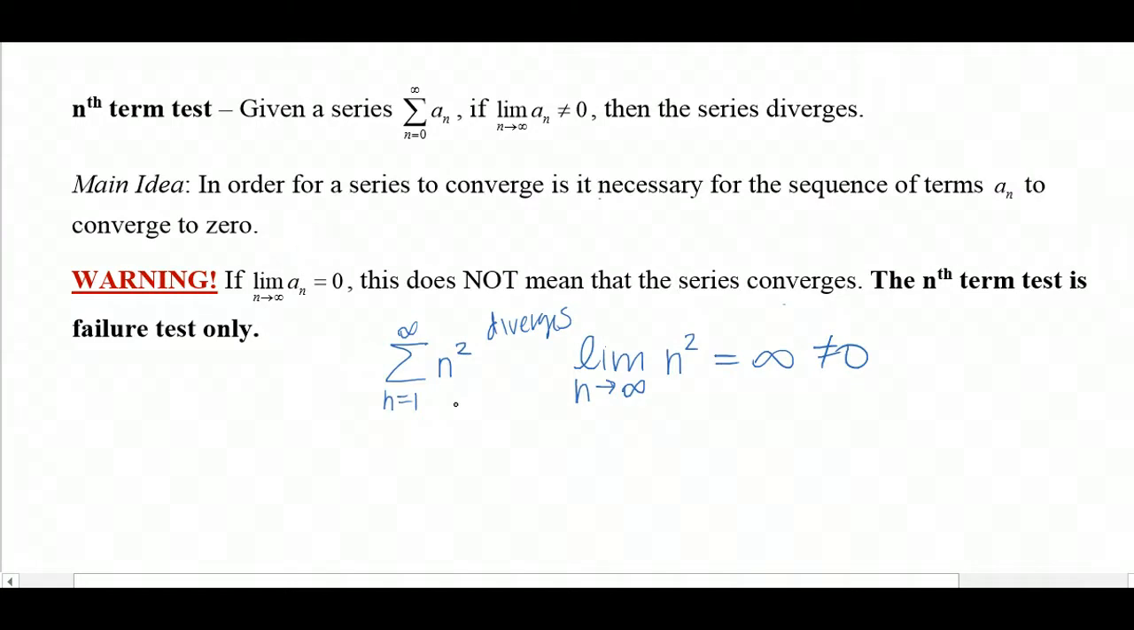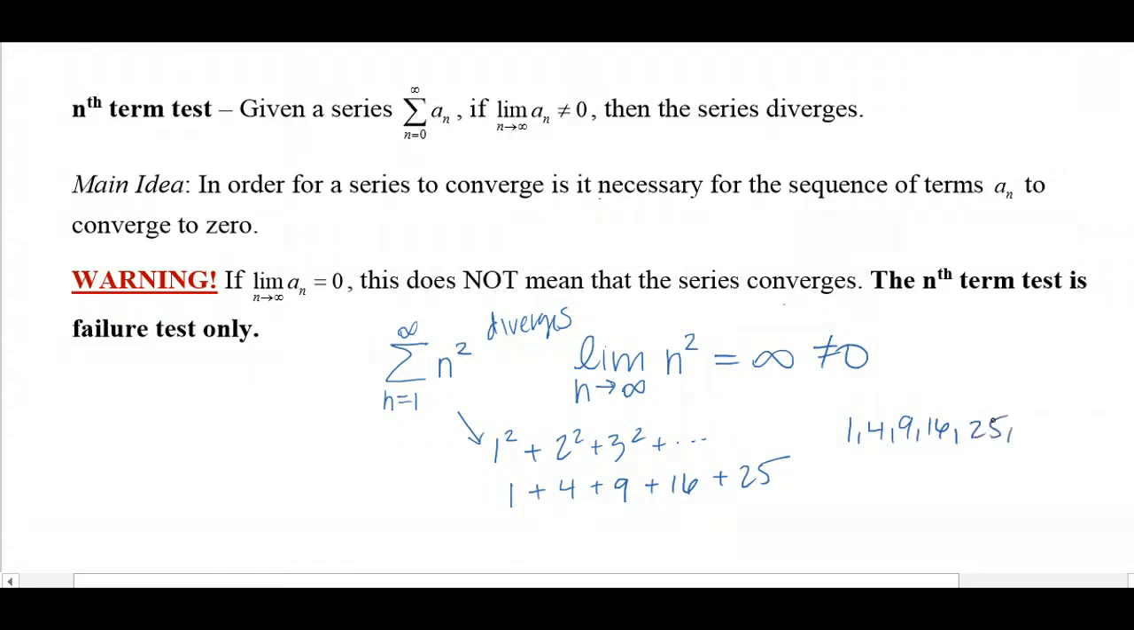And what's happening to these terms? Let's actually expand this series out. So let's look at it down here. We plug in 1, we get 1 squared, plus 2 squared, plus 3 squared, dot, dot, dot. So this is 1 plus 4 plus 9 plus 16 plus 25. So if I look at the sequence of terms I'm trying to add together, 1, 4, 9, 16, 25, that sequence is heading towards infinity. So how could I possibly add up all of these terms and get a finite number if these terms are just getting bigger and bigger and bigger?